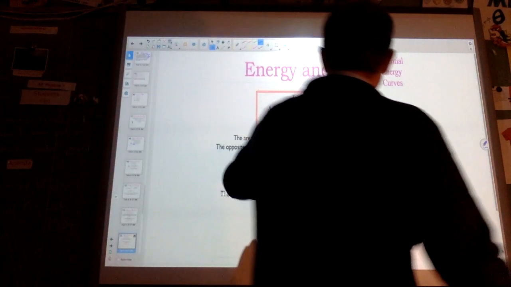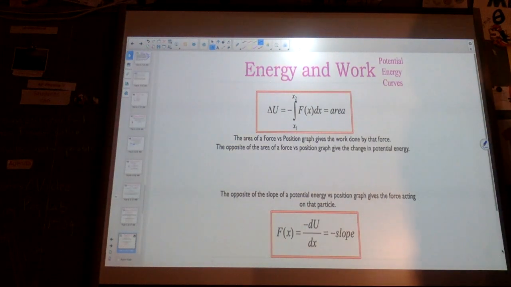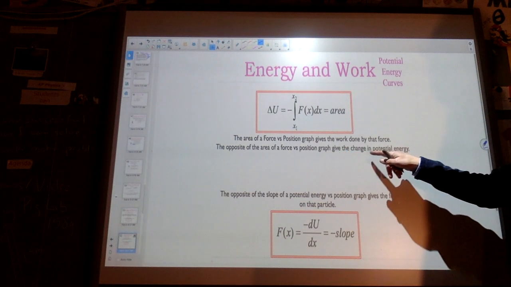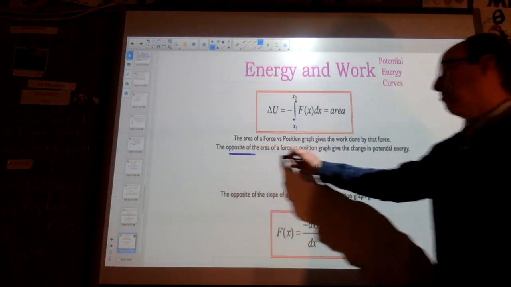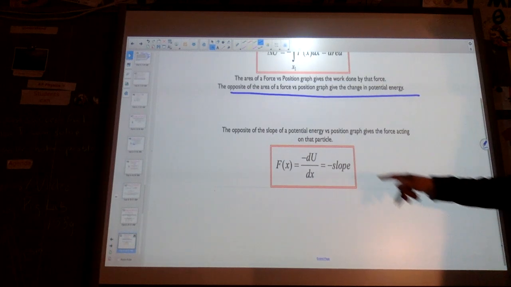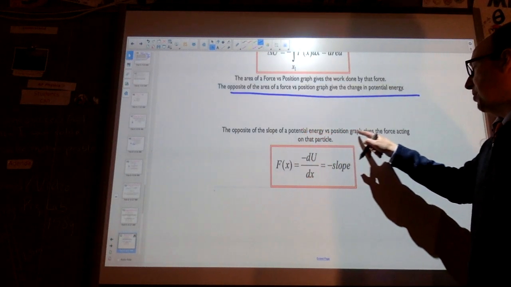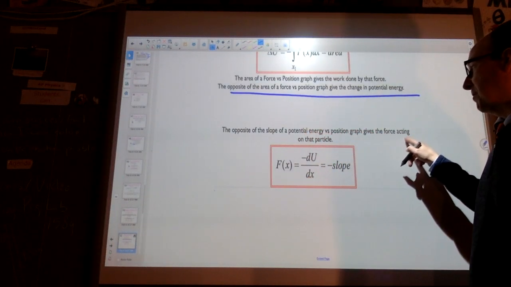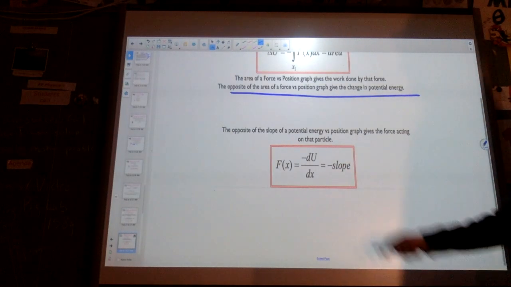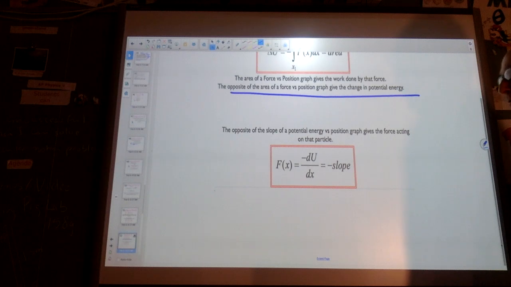So the area of a force position graph gives the work done by the force. The opposite of the area gives us the change in potential energy. And then the opposite of the slope of the potential energy versus position graph gives us the force acting on that particle. So f of x is going to be equal to negative dU/dx.